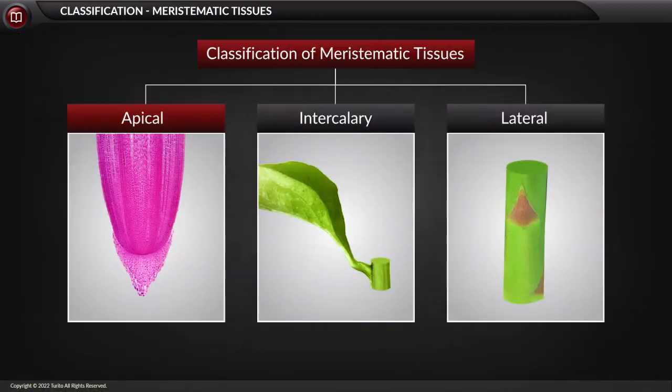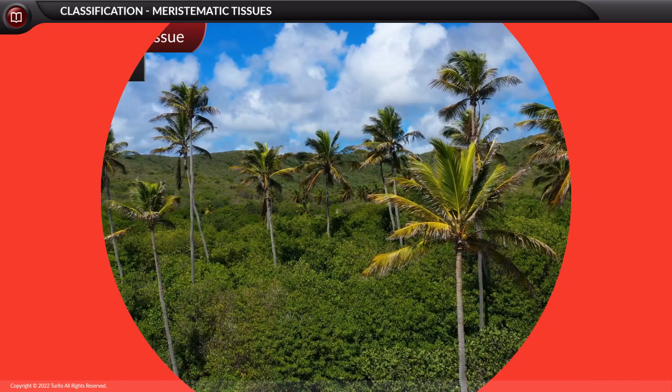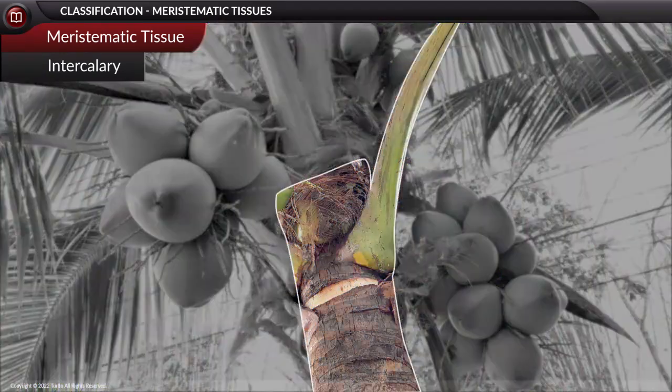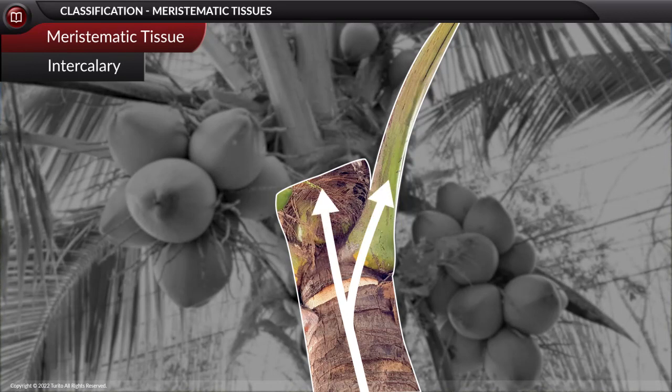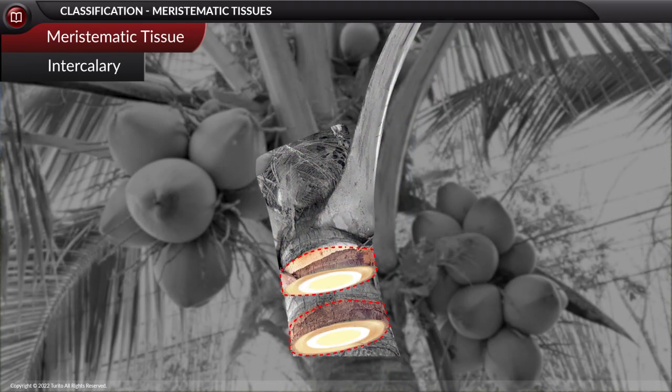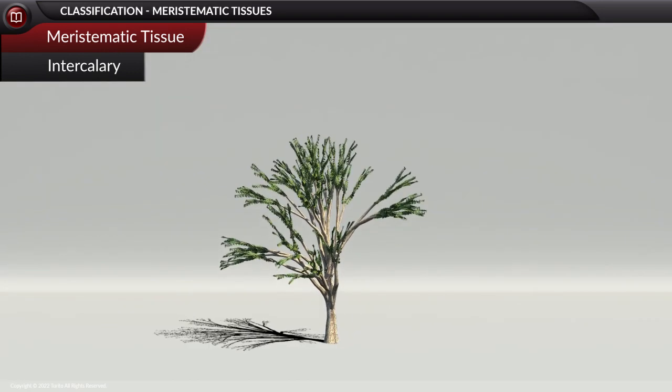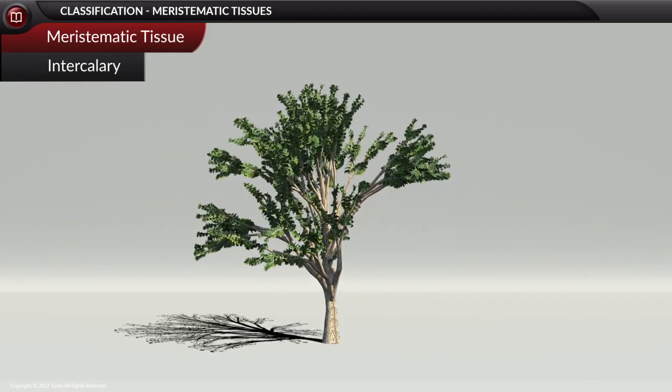To talk about intercalary meristems, these are formed from apical meristems and separated from them by the formation of permanent tissues in between. These are present at the internodes of the stem and at the bases of the leaves. They contribute to the elongation of the organs.